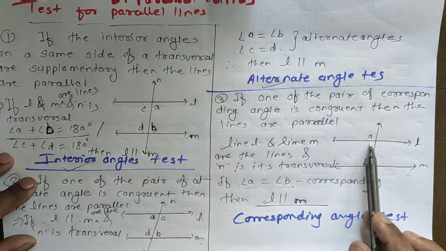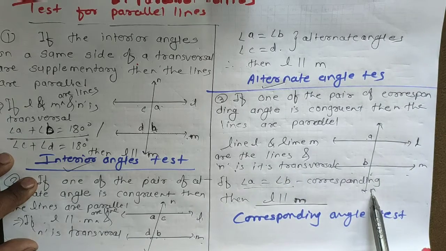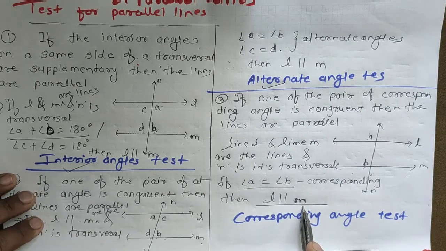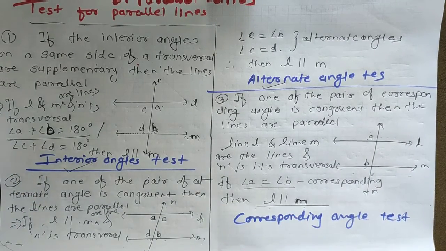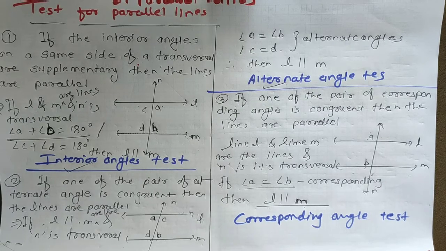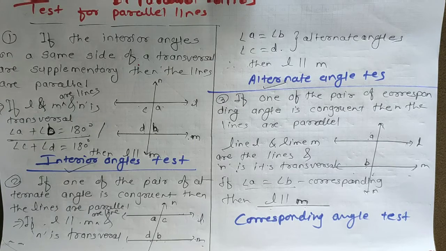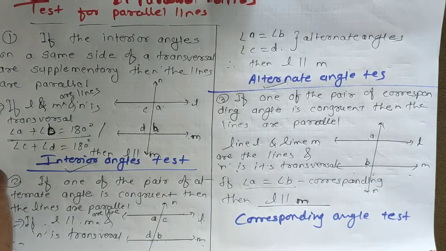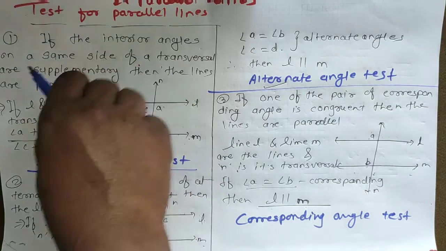And thirdly, angles A and B: if these two are the lines and N is the transversal, then if corresponding angles A and B are equal in measure, then line L is parallel to M. In this way, we have to use these properties to show that the lines are parallel to each other. The proofs of these properties we will see in our next lecture. Every property is there: interior angles, alternate angles, and lastly the corresponding angle test. This we are going to prove theoretically in our next lecture.